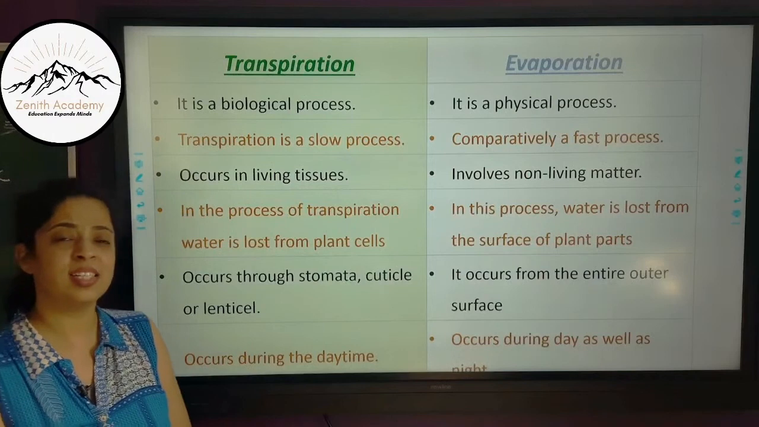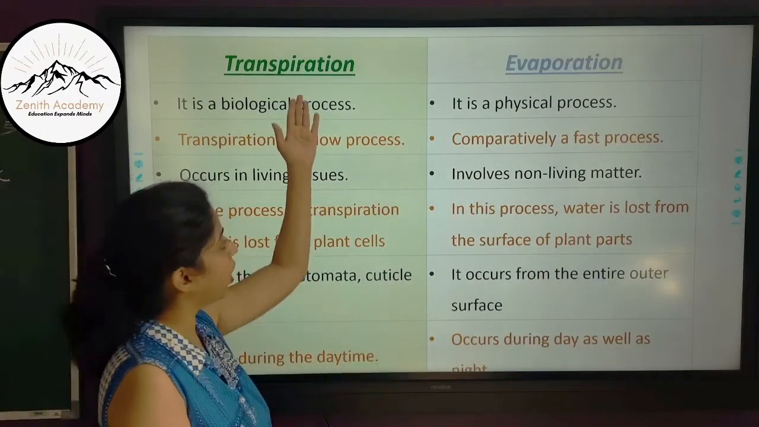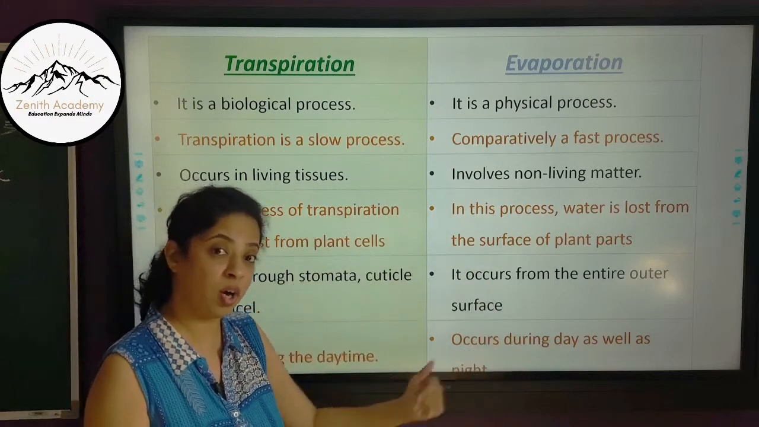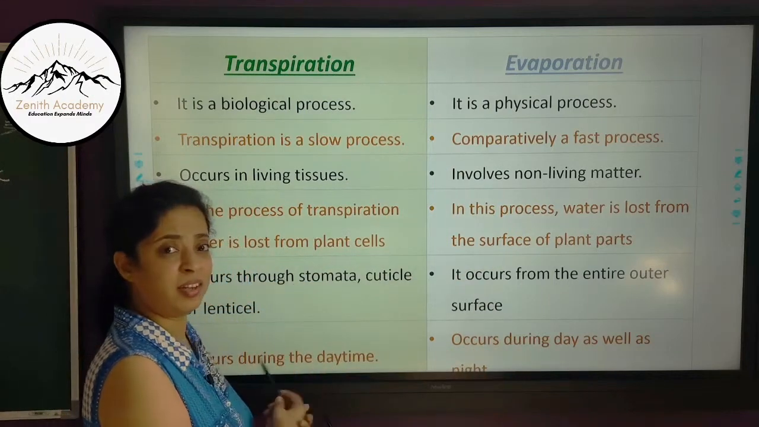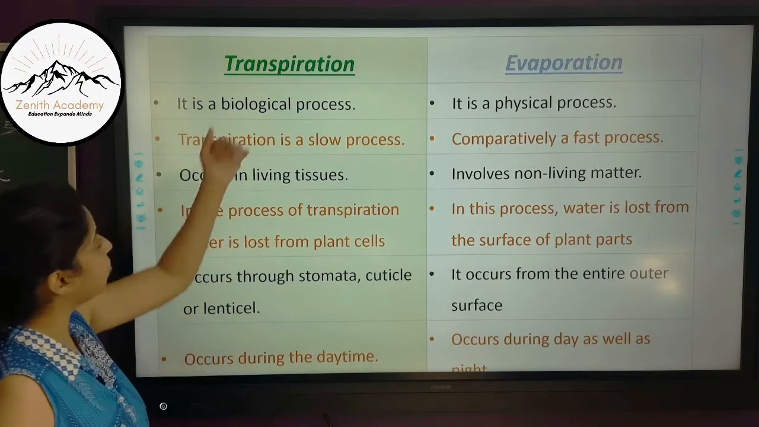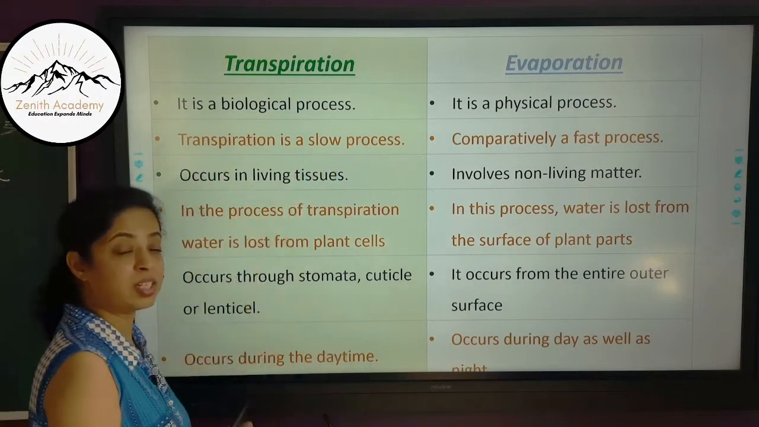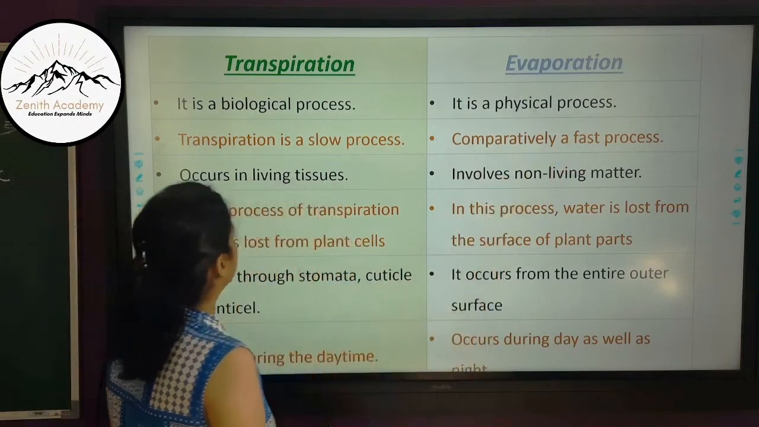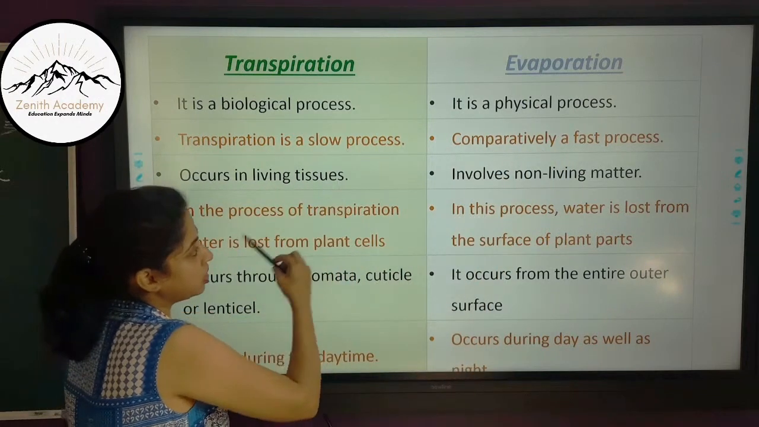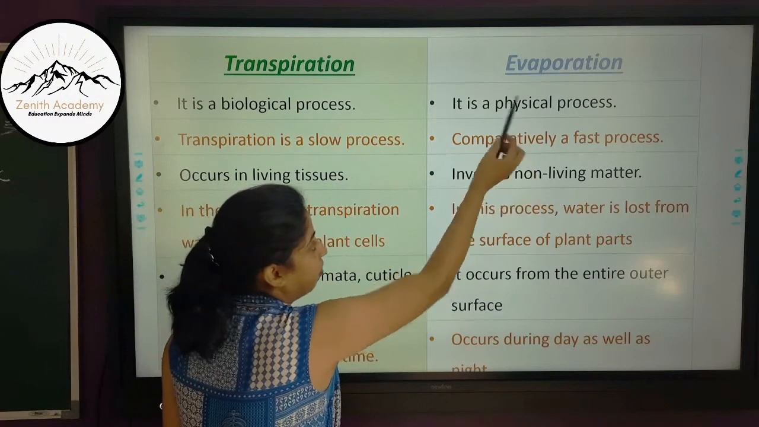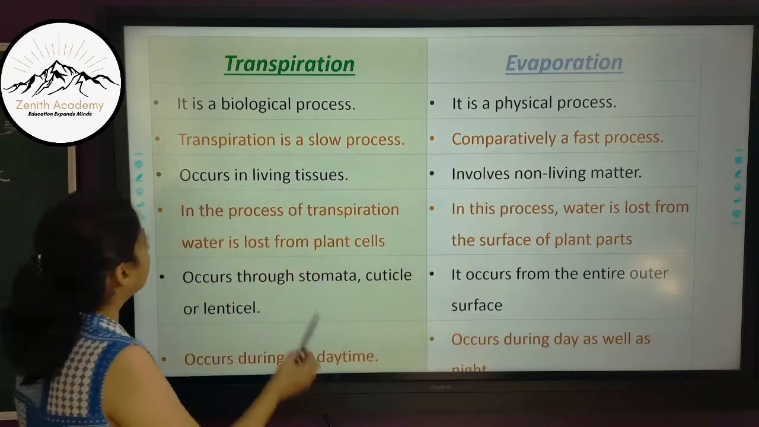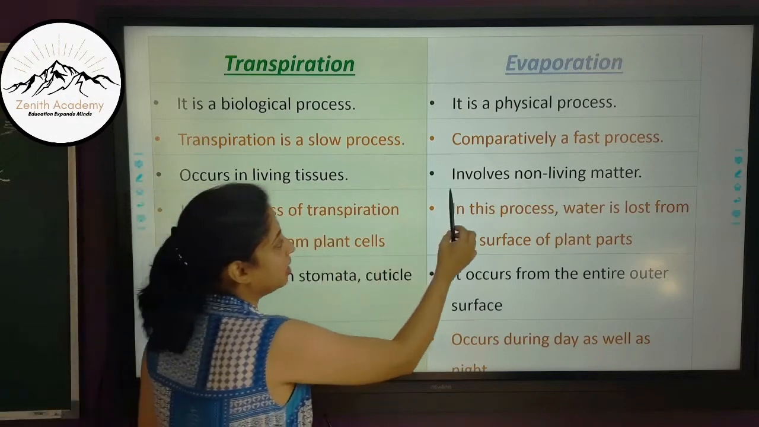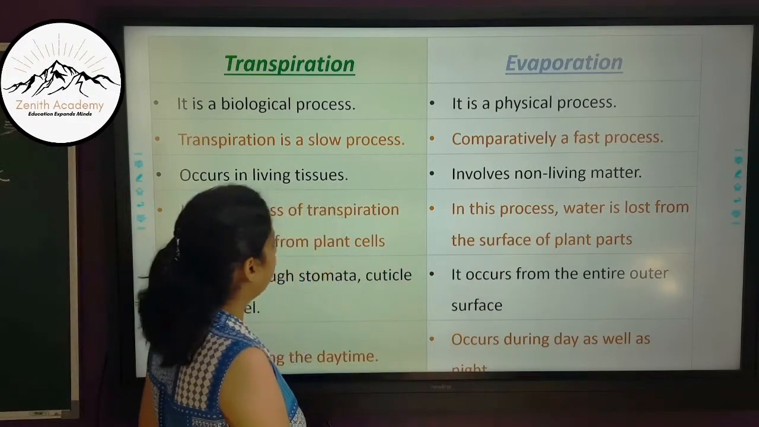So now let us discuss a few differences between transpiration and evaporation. We have been studying evaporation for a long time now. So let us study the differences between them. Now transpiration is a biological process because it happens from plants, whereas evaporation is a physical process. Transpiration is a slow process and comparatively evaporation is a faster process. This occurs in living tissues, that is why it is a biological process, and this involves non-living matter.